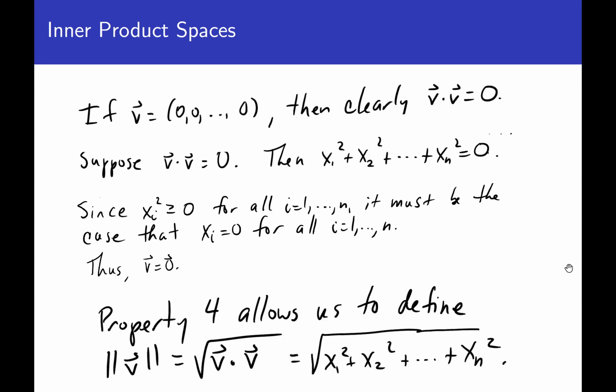Now what property 4 allows us to do is define lengths of vectors. And we use this notation with what looks like a double absolute value bar. We call this the norm of a vector, or the magnitude of the vector. It's the square root of the dot product with itself. And this is exactly the form we had when we were talking about the lengths of those two-dimensional vectors at the beginning of the video. It's the square root of the sum of the squares of the components.